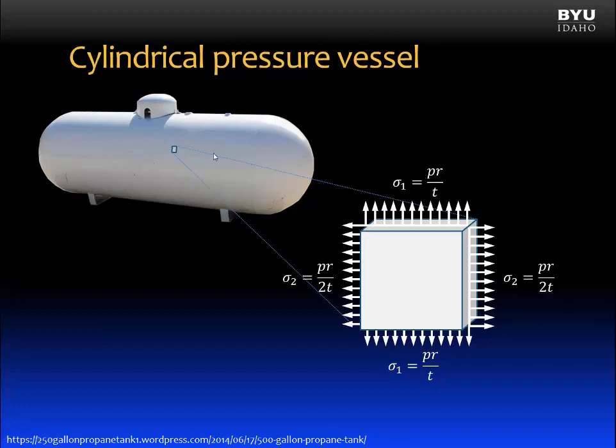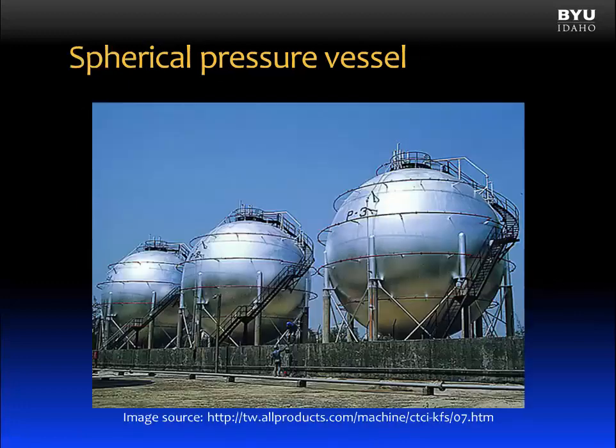This explains why the pipe that I showed previously fractured in the longitudinal direction. That's because the hoop stress in this direction was the greater stress, and so the rigid pipe material cracked perpendicular to the tensile stress direction. So the equations sigma 1 and sigma 2, which we just developed, apply to cylindrical pressure vessels.